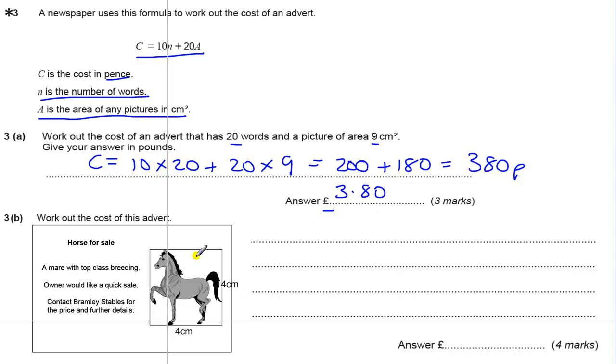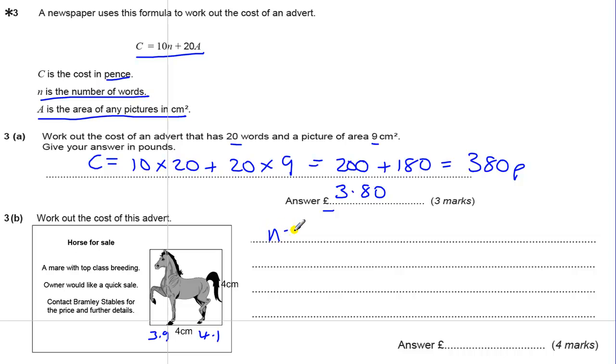Okay, part B, you're given an advert. This has been scaled down, but on the exam paper this horse picture is 4 centimetres by 4 centimetres. They do actually allow you to calculate the answer between 3.9 and 4.1 if you're not measuring it accurately, or it's slightly out of scale in both directions. And we need to count up the words, and you could be very careful. I have seen people count this wrong.